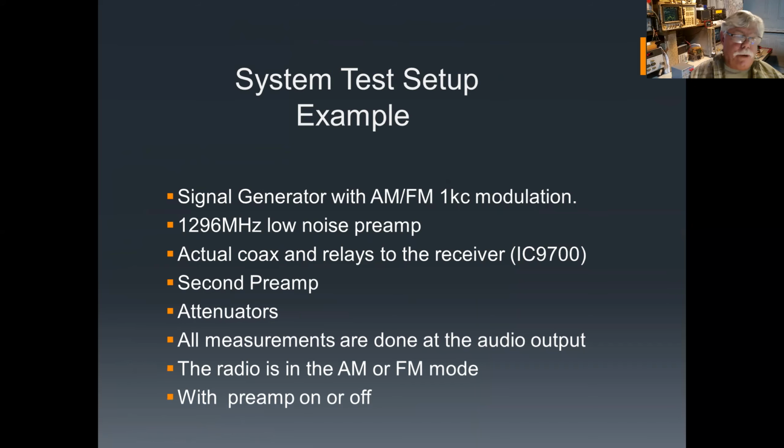So I used a 1 kilohertz modulation on a signal generator. This was for my 1296 EME station. So I put together all of the coax and relays for the receiver, which is an ICOM 9700, a second preamp, and all of the measurements were done at audio output, with the internal preamp of the 9700 either on or off. So everything was strung out the way it would be on the actual station, including coax, but it allowed me to test the entire system to see what the noise figure was.